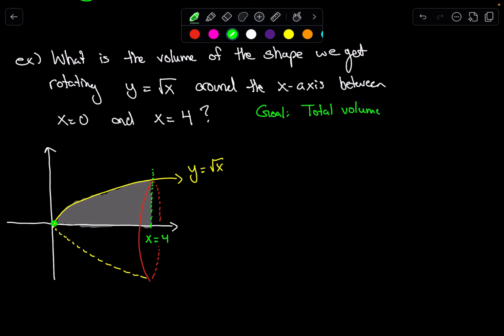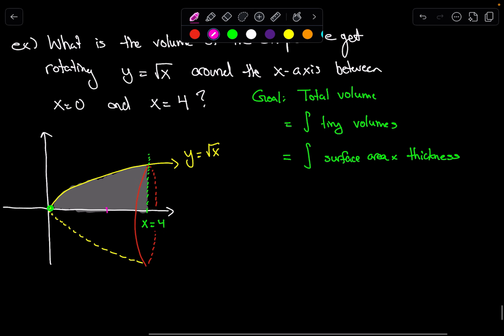Total volume is what we get when we add up a whole bunch of tiny volumes. And a tiny volume is like surface area times what I've said is thickness. Now the question is the surface area of what? Well, we first need to create a slice at some random x. So let's do that here. Let's create one of these little tiny rectangles, and let's rotate it around the x-axis. So we're going to get something that looks like this.